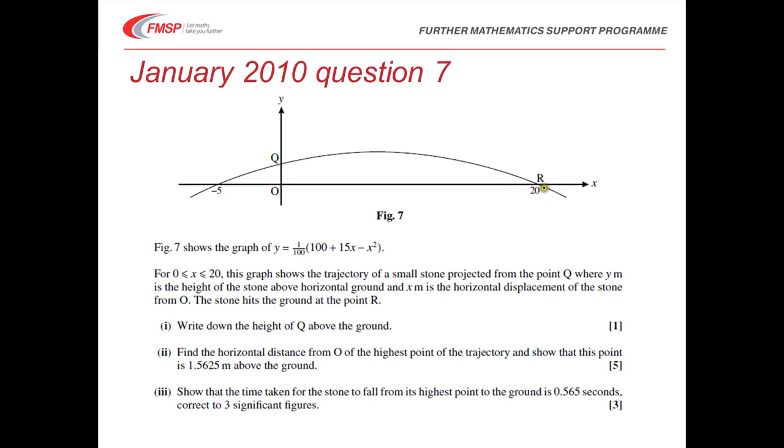The stone hits the ground here at some point R, and we've got to find out various things about the path of this stone. So we've got to write down first of all the height of Q above the ground, that's where it starts from. We've got to find the horizontal distance from the origin to the highest point of the trajectory, which would be around here, and show that this is 1.5625 metres above the ground. We've then got to show that the time taken for the stone to fall from its highest point there to the ground is just over half a second, 0.565.